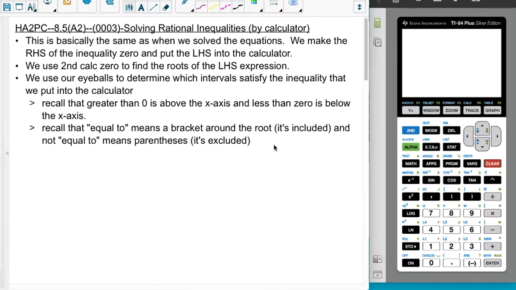All right, this is Honors Algebra 2, and we're doing 8.5 in Algebra 2, solving rational inequalities by calculator. This is the third video in the series. So this is basically the same skill as when we solved rational equations in a calculator.